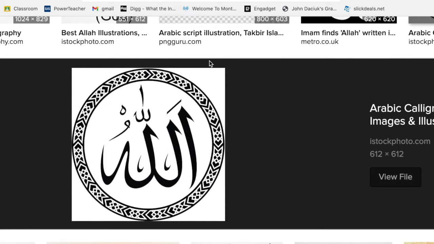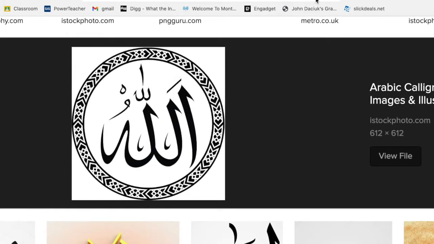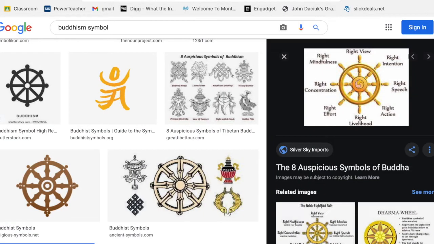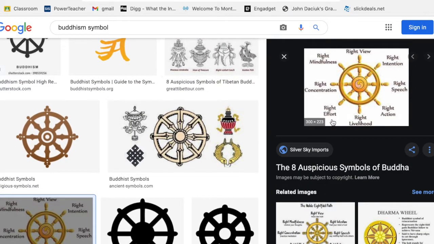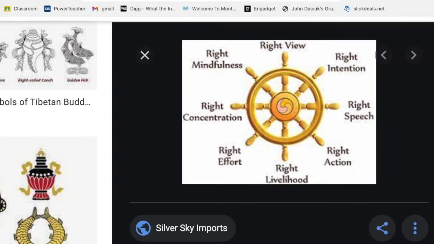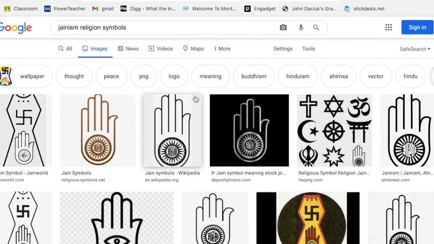This is the symbol for Allah in Arabic. They almost always put a circle around it. Incidentally, we have what looks like an alpha and omega sign. Here is the symbols of the Buddha, the Eightfold Path. Very similar. I noticed even the Slavics, they have a goddess that sounds a lot like Shiva. Here we have Jainism.